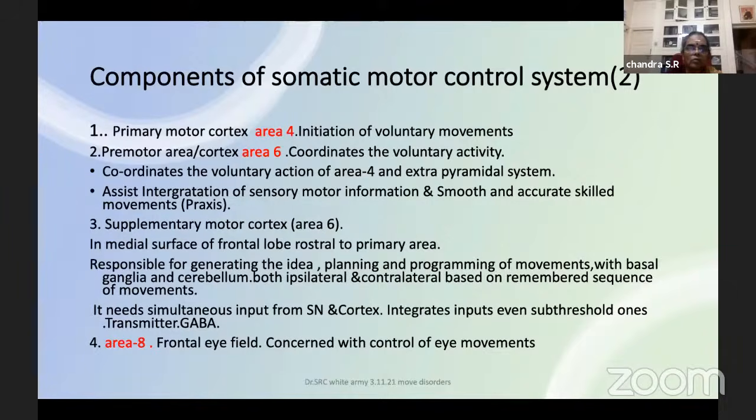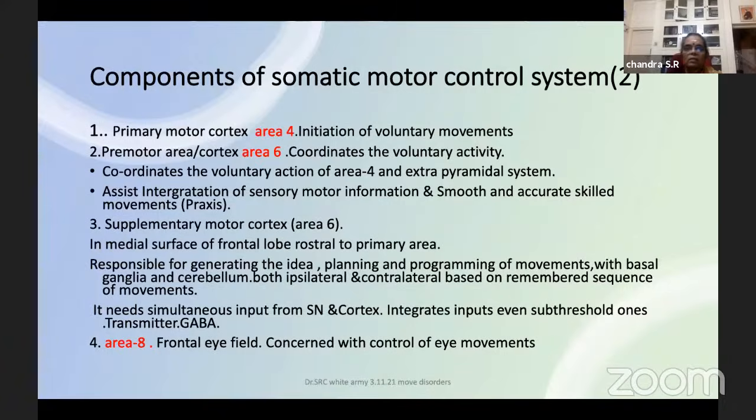In front of area 4, you have the premotor area, which we call area 6. And what does area 6 do? It coordinates voluntary activity. Supposing area 4 tells you to move your right hand and lift it above your head. That is the command given by the motor area. So who is telling which muscle should act, the deltoid should abduct, the trapezius should help, the triceps should extend, the fingers should extend? That schema is given by the supplementary motor area, or area 6. Who should be agonist, who should be antagonist, who should be synergist.